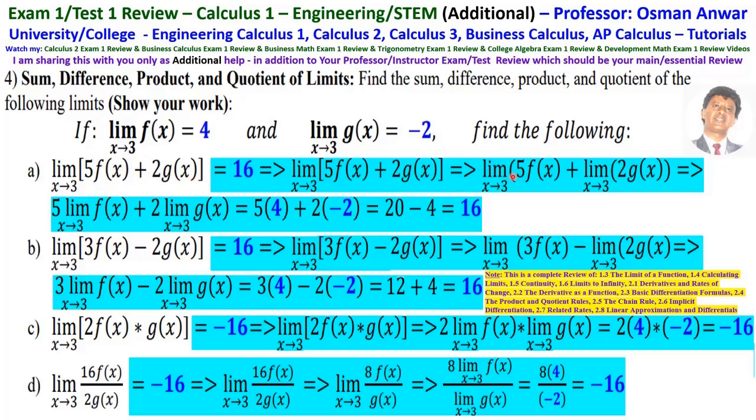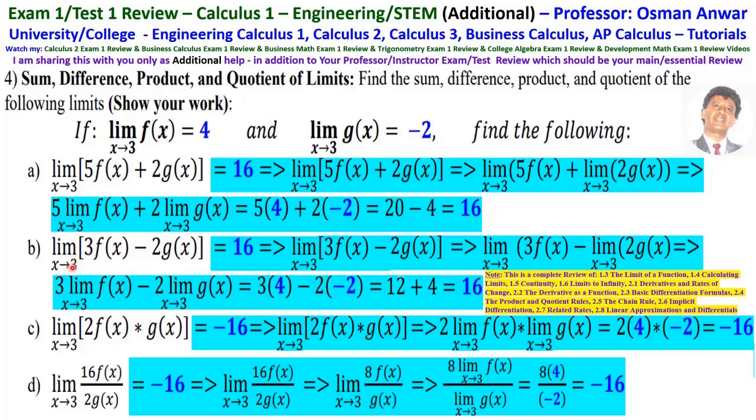and this is equal to limit as x approaches 3 of 5 f of x plus limit as x approaches 3 of 2g of x, which is 5 limit as x approaches 3 of f of x plus 2 limit as x approaches 3 of g of x. But we know limit as x approaches 3 of f of x is known, it is 4, and limit as x approaches 3 of g of x is minus 2. That means this is 5 times 4 plus 2 times minus 2, which is 20 minus 4 equals 16.